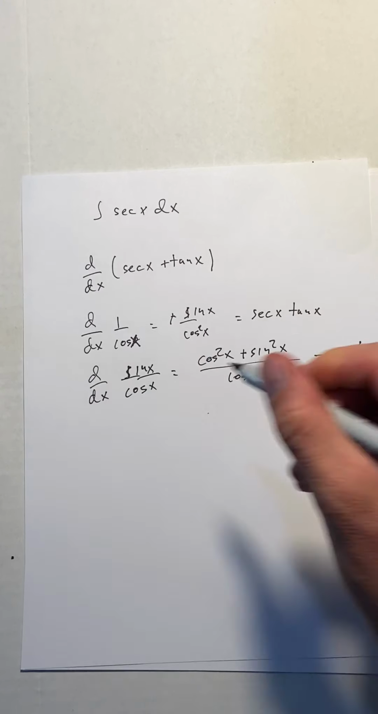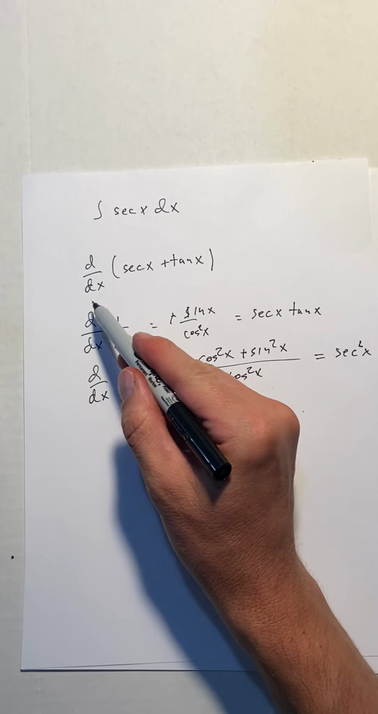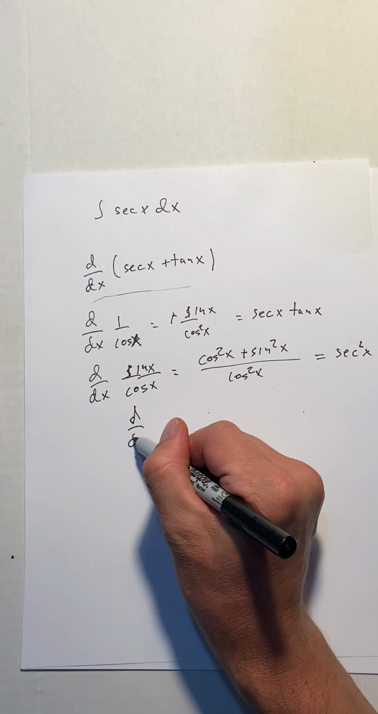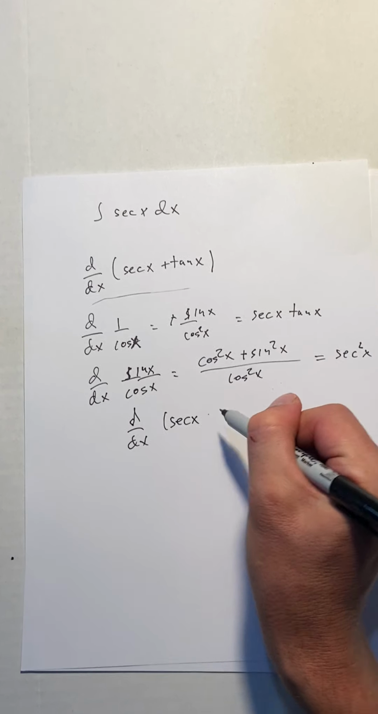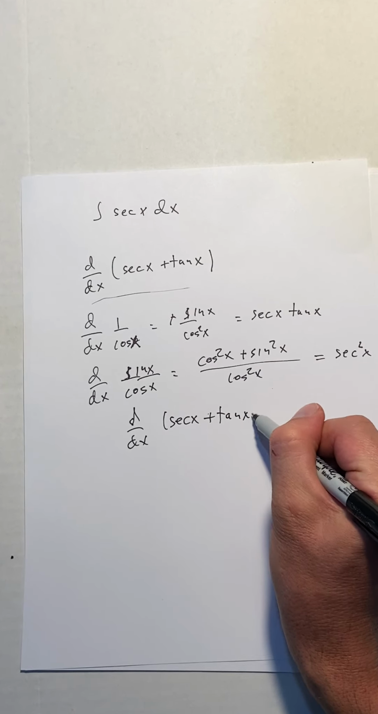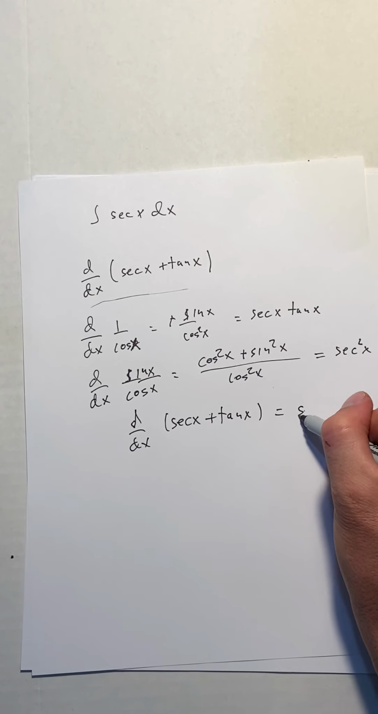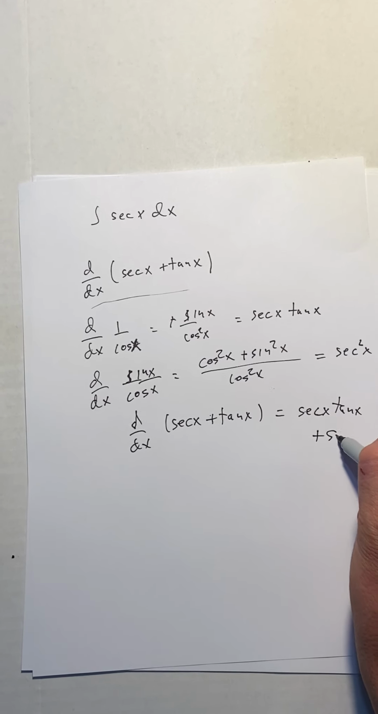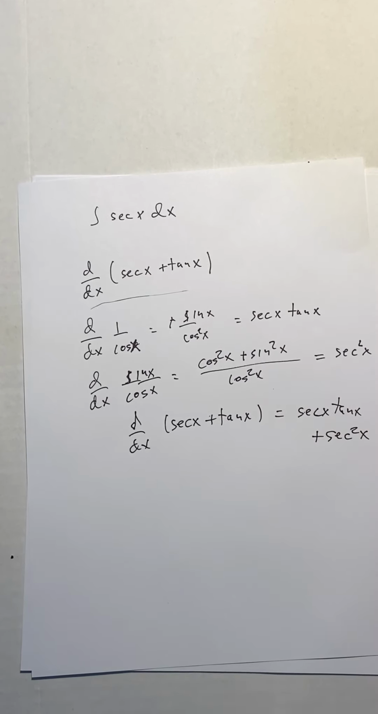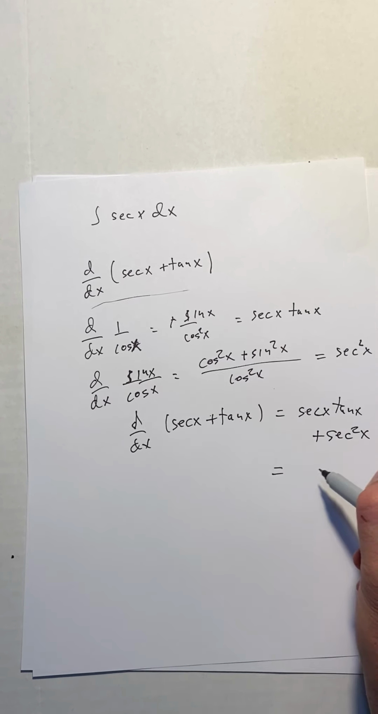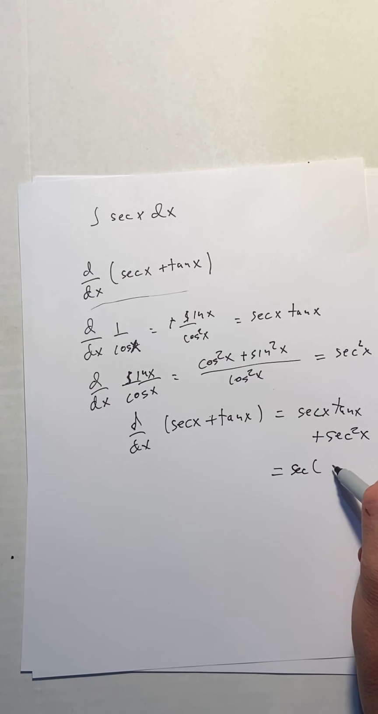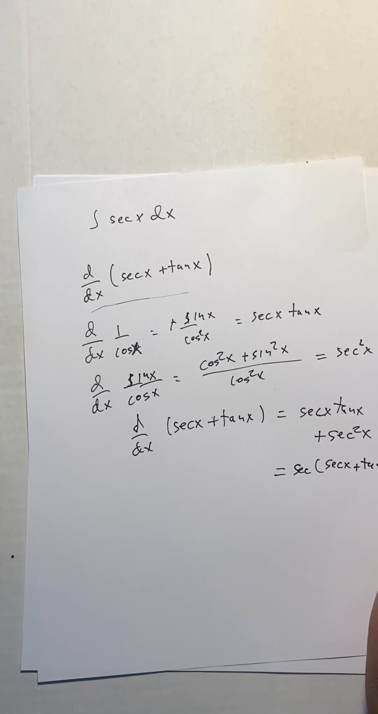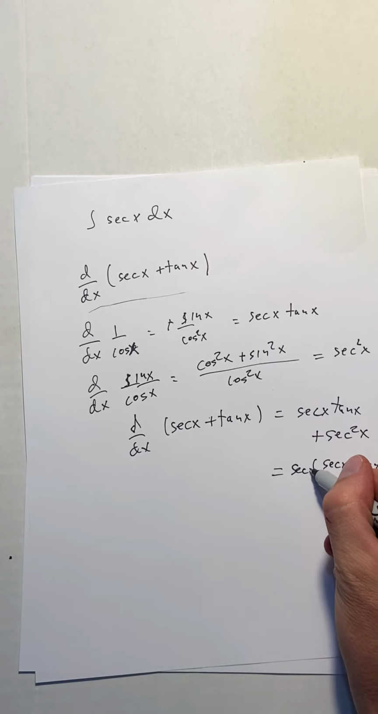which is just 1 over cosine squared of x, or secant squared of x. So the derivative of this quantity here, d/dx of secant of x plus tangent of x, is equal to secant of x tangent x plus secant squared x. You can factor out a secant. So this would be secant of x times secant of x plus tangent of x.